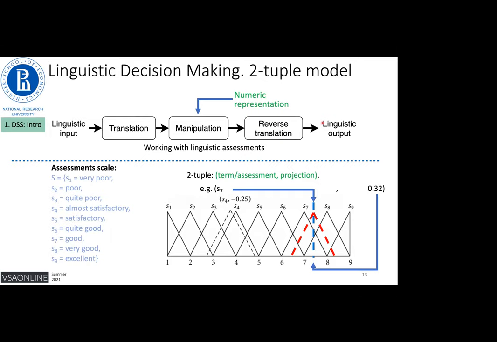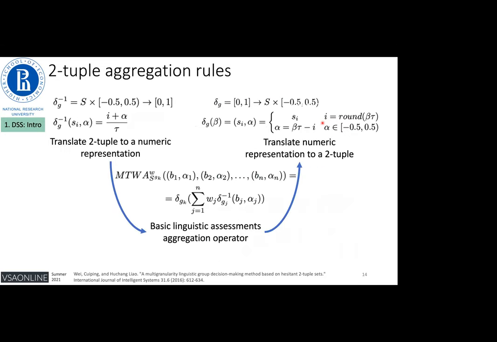The thing here is that it is very natural, and it is very convenient for the decision maker, as the solution is not just a number, but some word that is clearer for the decision maker. So how does it work?